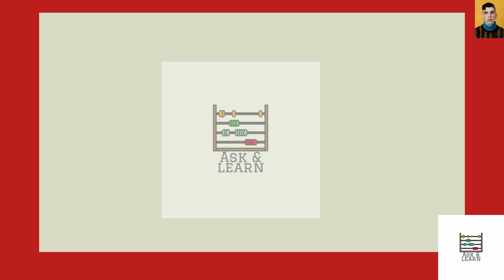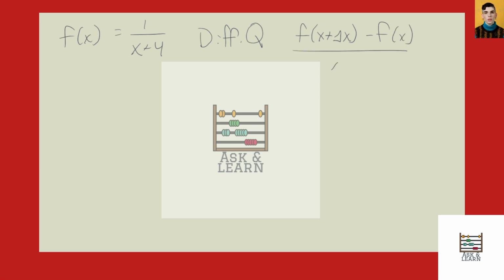All right, here we go. So in this one, we've got the function f of x is 1 over x plus 4. And once again, it wants us to find that difference quotient, which is f of x plus delta x minus f of x all over delta x. So let's go to it.